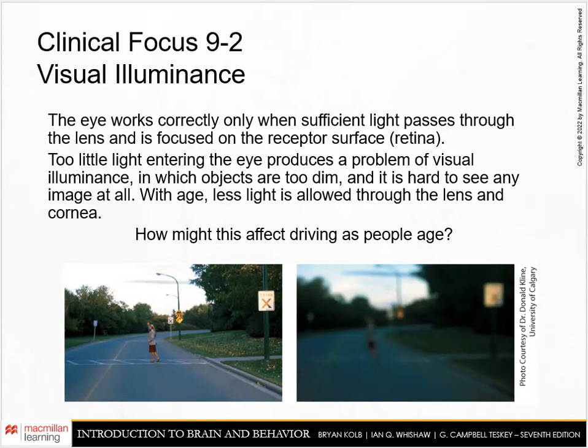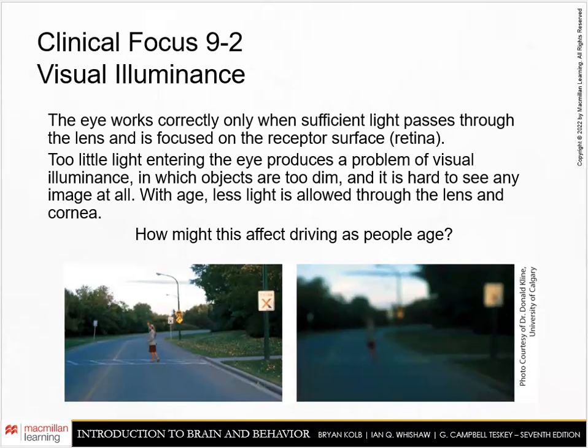And let's take a moment now to think about this from a clinical angle as well. So the eye works correctly only when sufficient light passes through the lens and is focused on the receptor surface, or the retina. Now, too little light entering the eye produces a problem in visual illuminance, in which the objects are too dim and it's hard to see any image at all. Now, with age, less light is allowed to travel through the lens and cornea. And when you think about this, how could this affect people who are driving as they're getting older? We have the contrast of these two images and the clarity of those that are taking place as less light is entering through the eye.